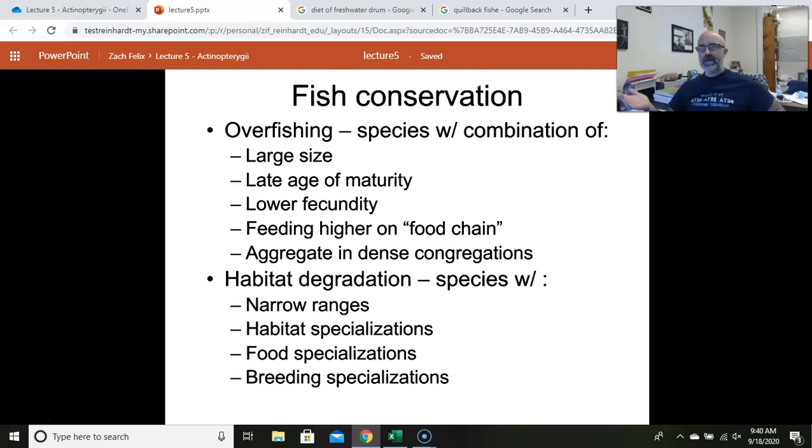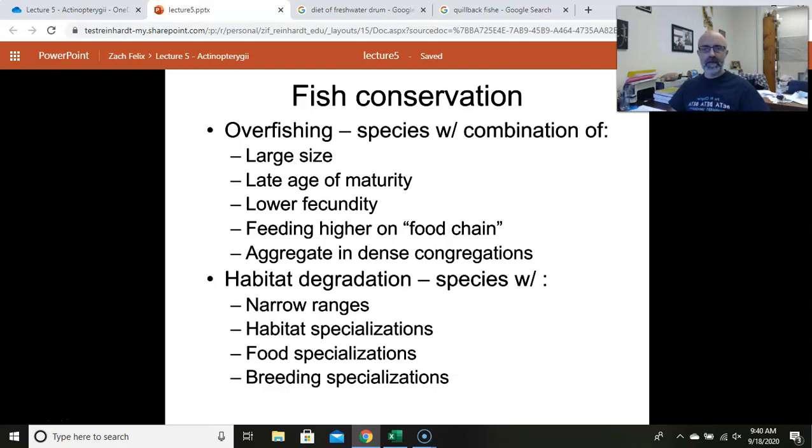Something like a bass or a pike are much less. There's much less biomass in a given stream of those top predators, because by the time you go from the algae to a small minnow to a large minnow to a medium-sized fish to a large fish, every time you move up the food chain, you lose something like 90% of the energy, just by the nature of thermodynamics, right?